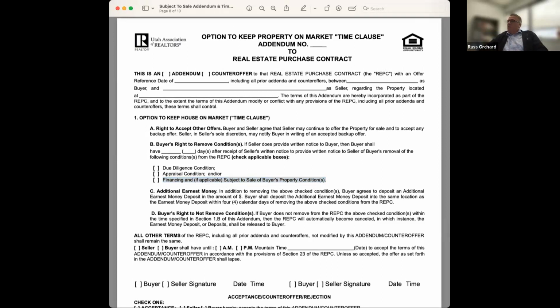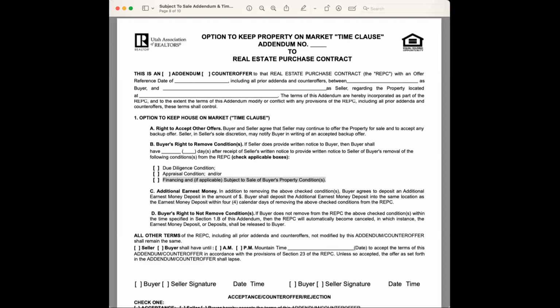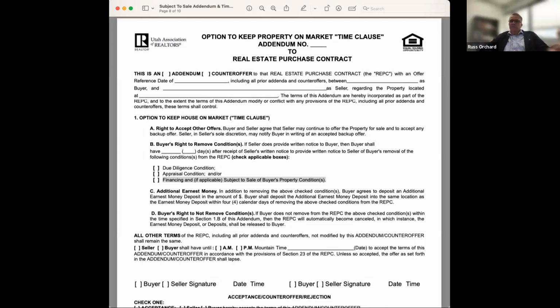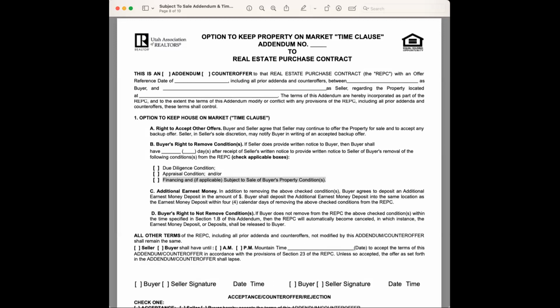Any other thoughts or questions? I got one unrelated to this, if that's okay. Sure. Russ, you and I talked the other day, but I want to just maybe talk, if you could share a little bit about agent service areas and agents compensating each other outside of the brokerage, if you could address those.